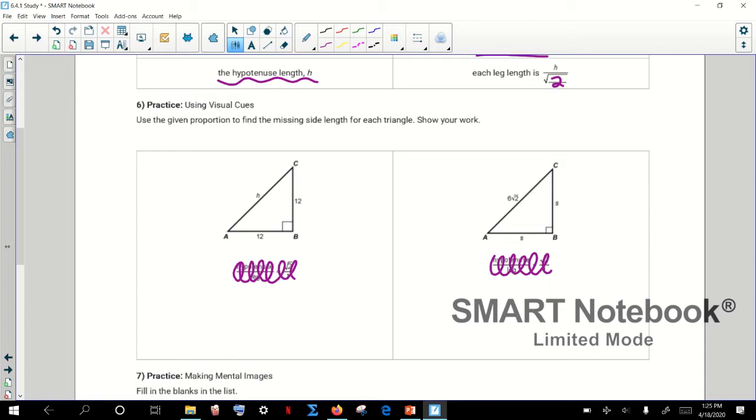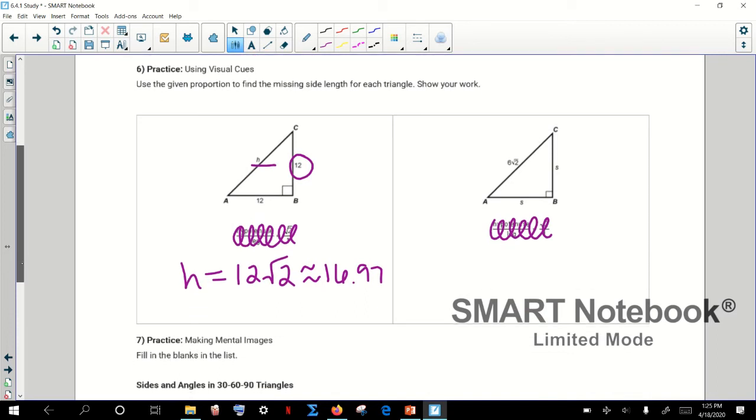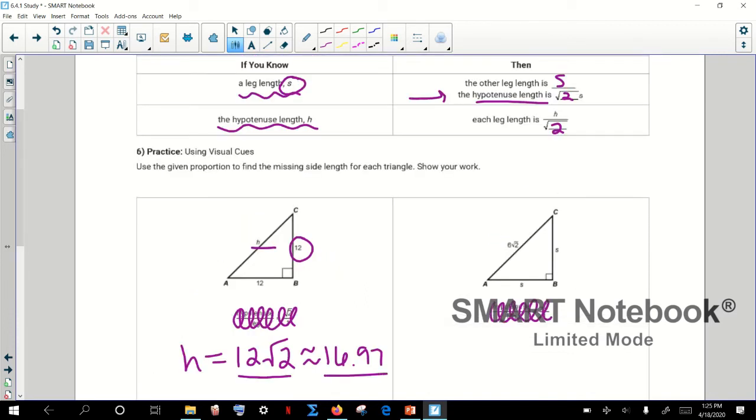So here's our 45, 45, 90 triangle. We're given each side length. Remember from the table above, if you know a side length and you want to find the hypotenuse h, it says the hypotenuse length is whatever one of the legs is times square root of 2. Okay? So that's the length of the hypotenuse. And if you were to put that in your calculator, that is about 16.97. It didn't ask you to find that, but just in case that was one of your questions on your quiz, you would type this in the calculator and that would be your answer.